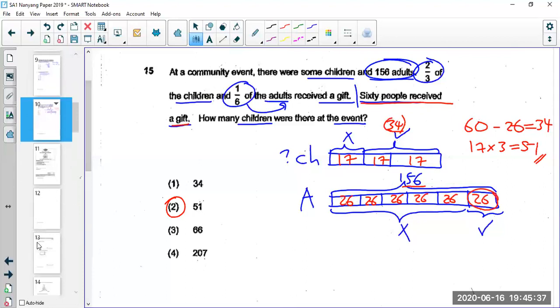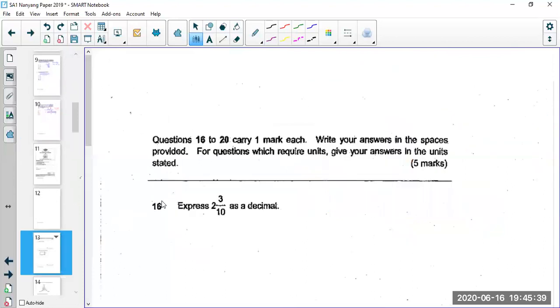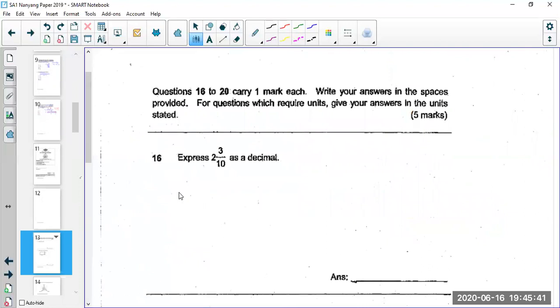So we come back to question 16 already. Okay, question 16, how to write as a decimal. Now, 2 and 3/10, you can break up. Okay, the denominator is 10. So what decimal is that? 3/10 is 0.3. And then the whole number is 2.0. Okay, the whole number is not a decimal. Okay, 2 is not a decimal. You have to change it into a decimal, 2.0. Then you add them together and you will get 2.3. So do you get the answer correct?